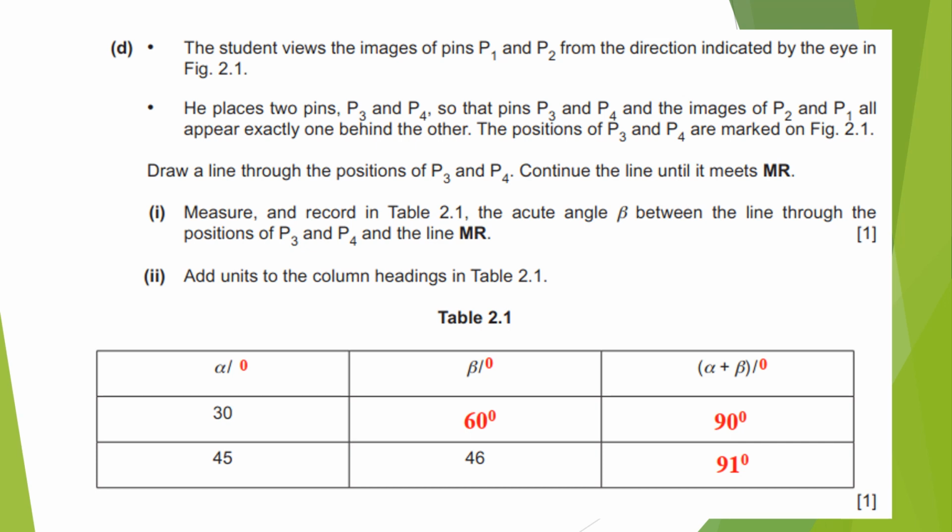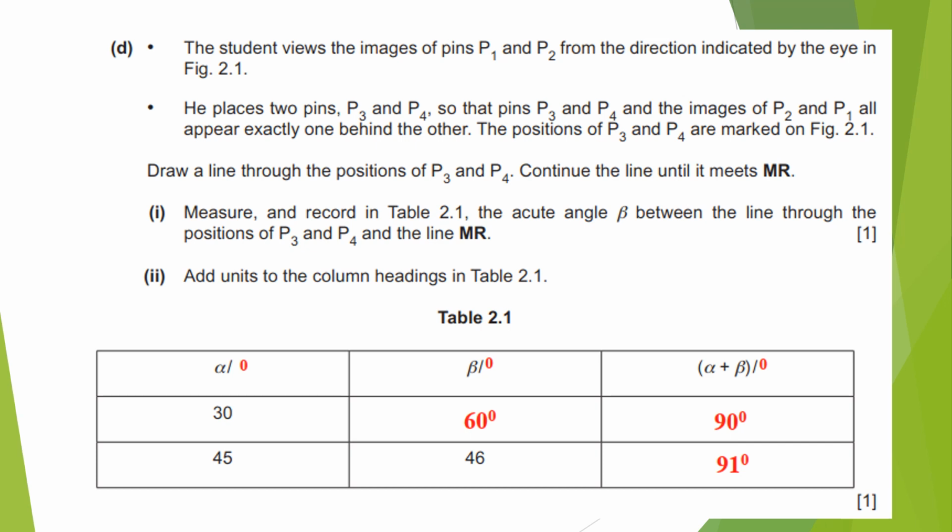So now we have to measure what is the angle beta through the positions of P3. We have already drawn a line which is passing through P3 and P4. So this line is making an angle with the mirror, not to the normal. Clearly, angle beta is to the line MR, not to the normal. So be careful while you are identifying what this angle beta is.